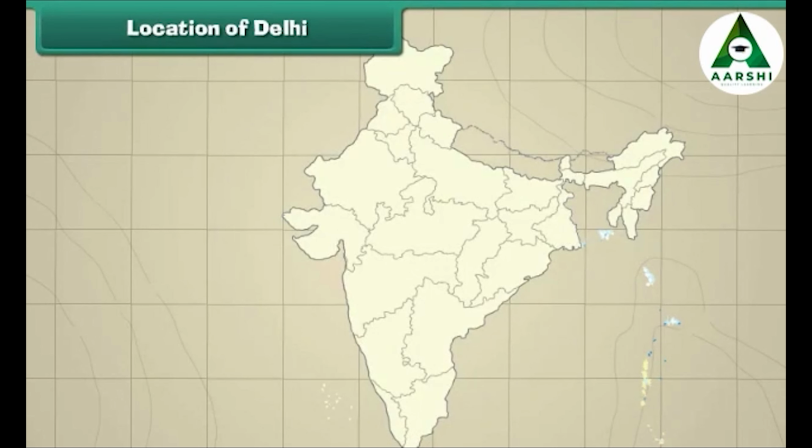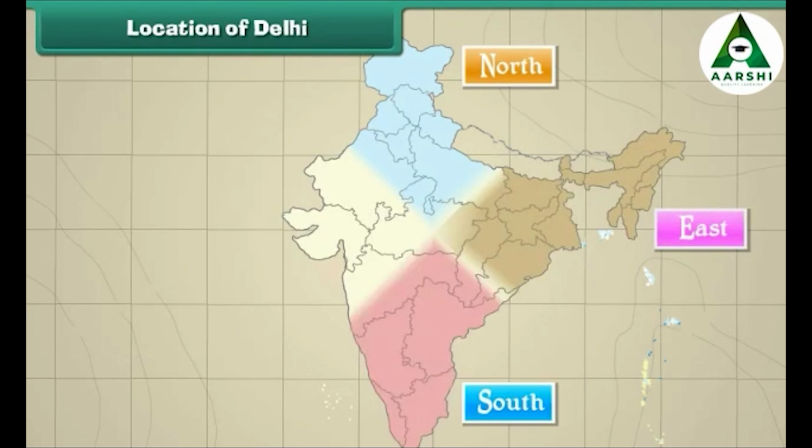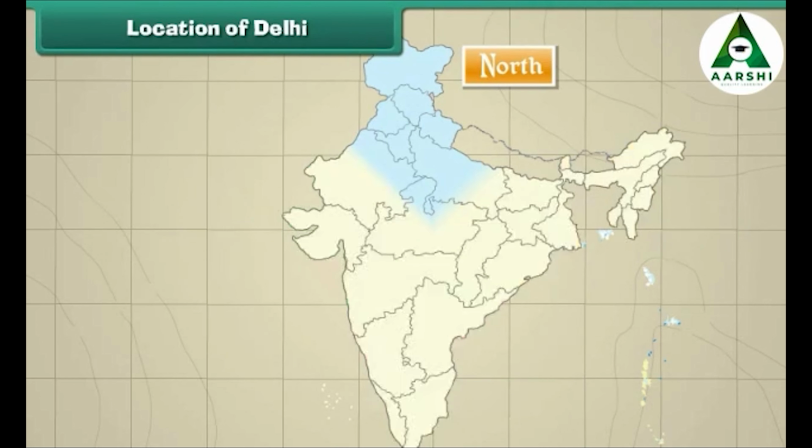Location of Delhi. This is the map of India. The four major directions, north, east, south, and west, are marked on the map. Delhi is the capital of India. It is located in the north of India.